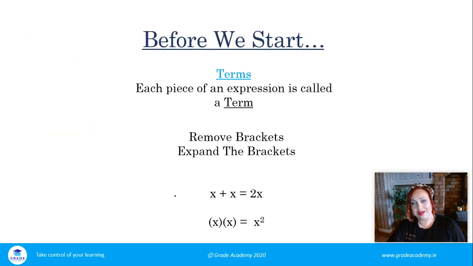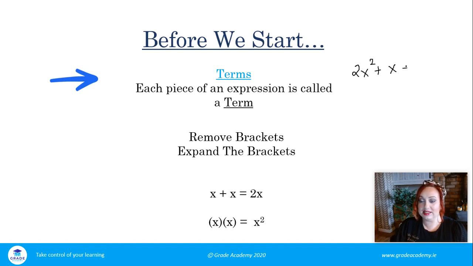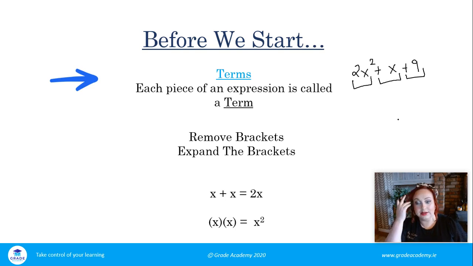One other piece of information I want to show you is what I mean when I say a term. Each piece of an expression is referred to as a term. If I give you an example here, if I said 2x squared plus x plus 9, for example, that is an expression, a quadratic expression, and we can see that there are 3 pieces here. There's a 2x squared, an x, and a 9. So there's 3 terms in this expression. That's all a term is, all the different pieces that are included there.